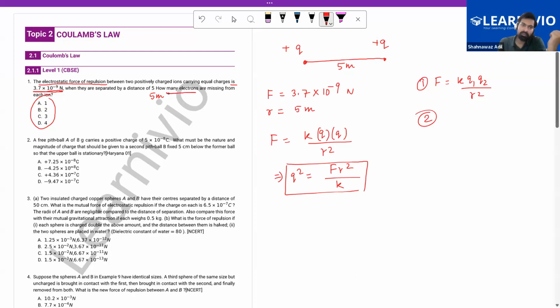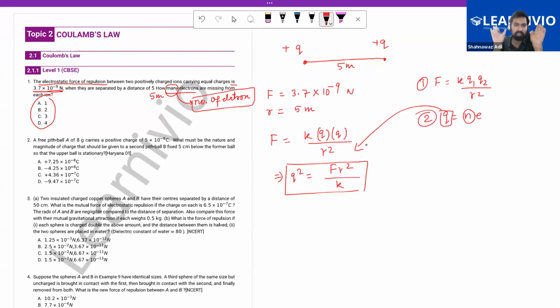How many? Many signifies what? Many signifies number of electrons. So the quantization. Absolutely correct. So Q is NE. This is the number that we have to find out. This thing we can calculate from it. Right. So that is the idea.